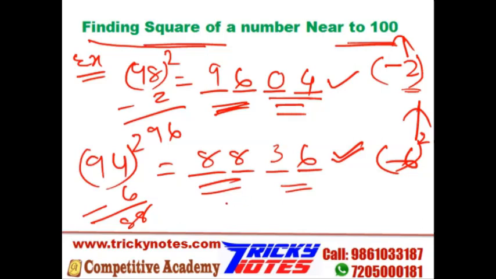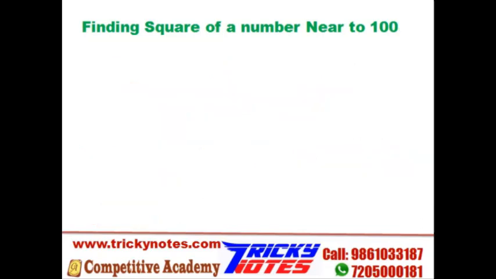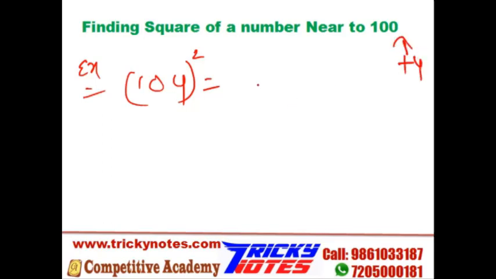We can do it for numbers more than 100 also. Let's try one example more than 100. So 104. We'll find out the square of 104. 104 is 4 more than 100. So we'll add another 4. There it was less, so we were subtracting. Here it is more, so we will add. So we are adding 4.